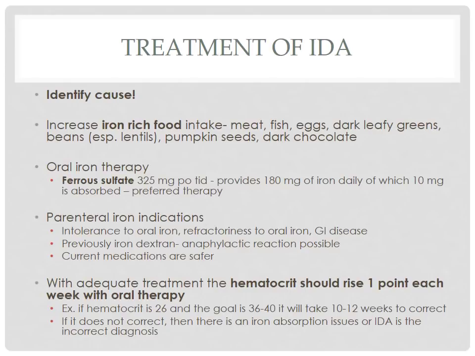This involves ferrous sulfate at 325 milligrams orally 3 times a day. If you give the 325 3 times a day, that provides about 180 milligrams of iron in the day, and of that, about 10 milligrams is absorbed. So that is the preferred therapy.